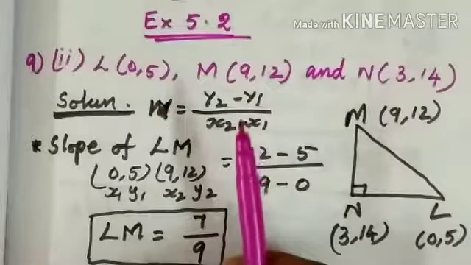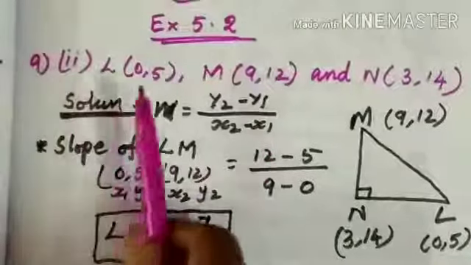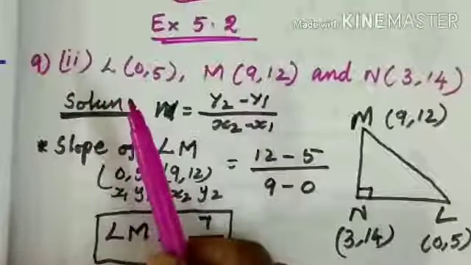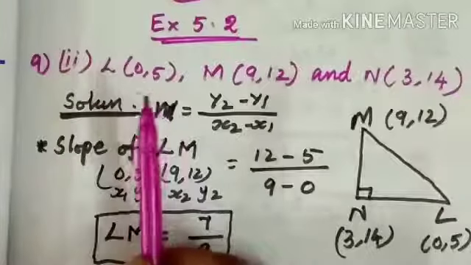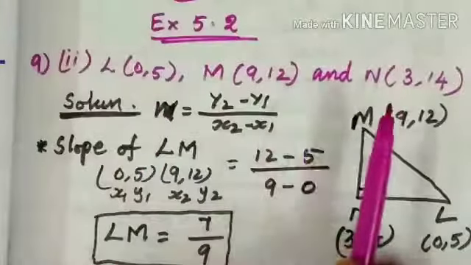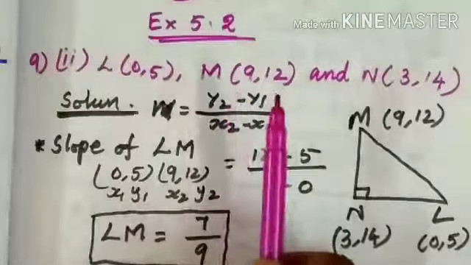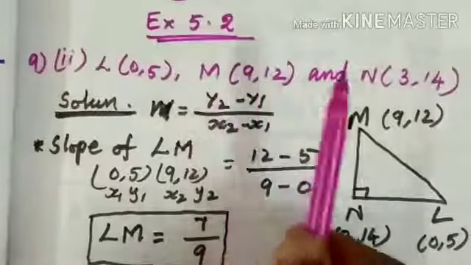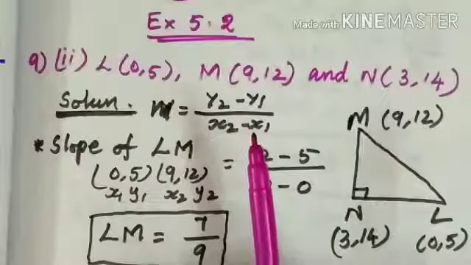Okay students, now we have to see the homework sum which was given in the previous class. See exercise 5.2, 9th sum, second subdivision. In this question, the points L, M, N are given. We have to check whether these points form a right angle triangle, and then check whether these points satisfy the condition of Pythagoras theorem.